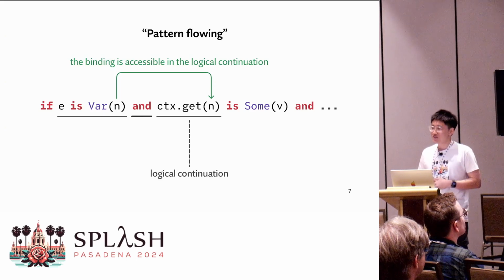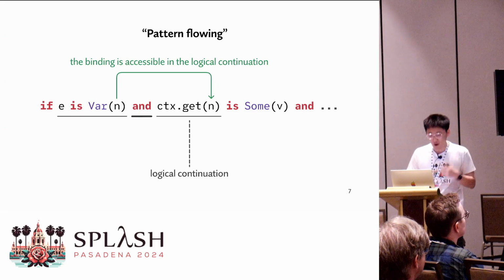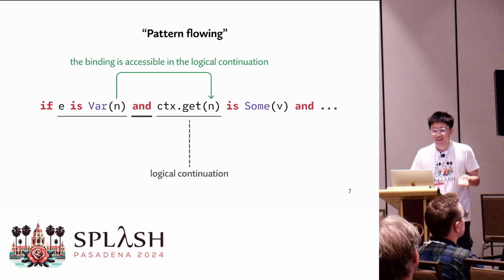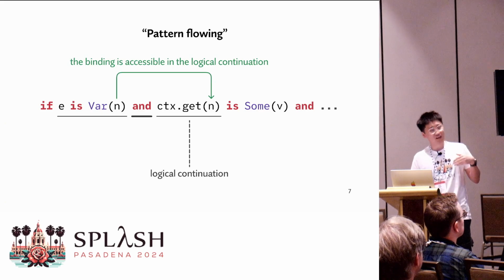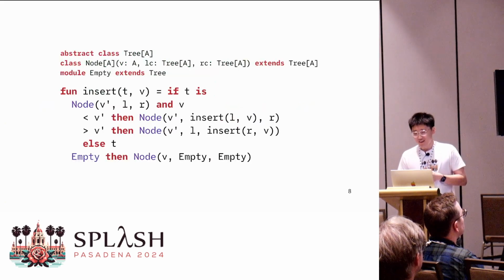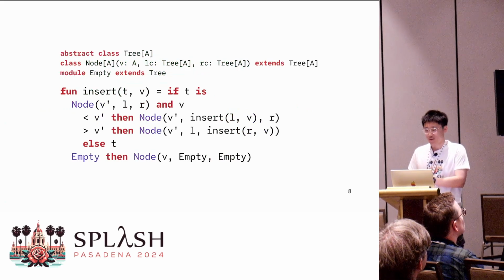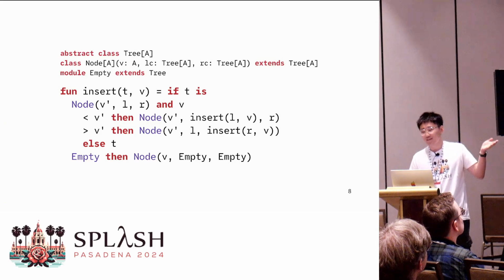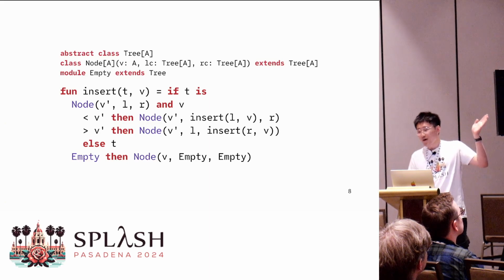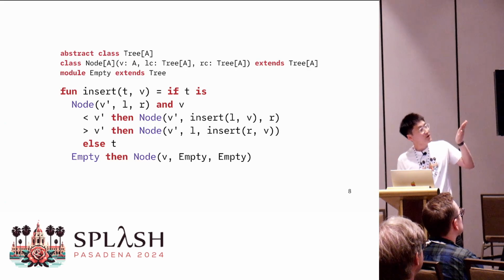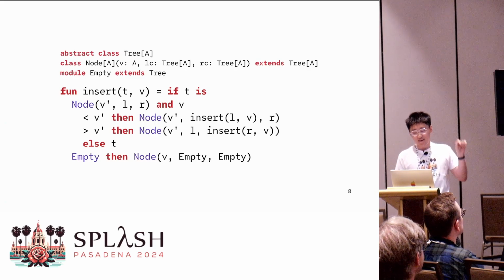Next, let's move to a new example, which I love the most. We can actually combine two aforementioned features. Here's an example. Here we have an ADT definition of a typical binary search tree. The insert function inserts the given value into the given tree.